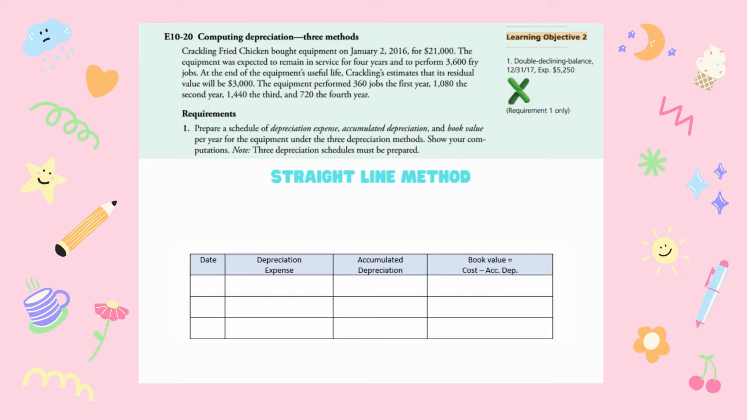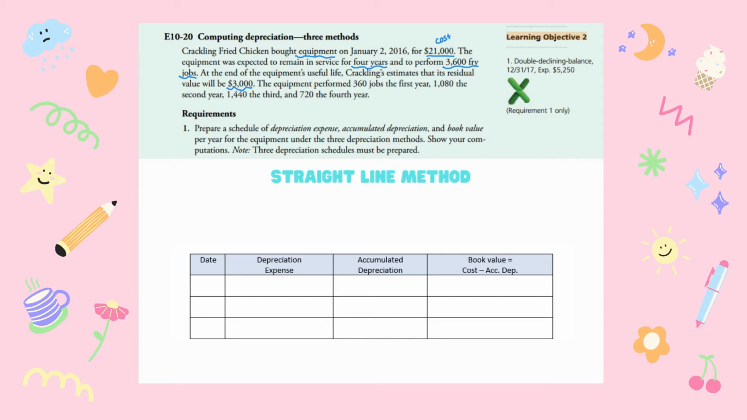Crackling Fried Chicken bought equipment on January 2nd, 2016. So this is the asset that we purchased. January 2nd, 2016, it means at the beginning of 2016, for 21,000, so this is the cost. The equipment was expected to remain in service for 4 years, so this is the useful life in years, and to perform 3,600 fry jobs, so this is the useful life in units. At the end of the equipment's useful life, Crackling estimates that its residual value to be 3,000.